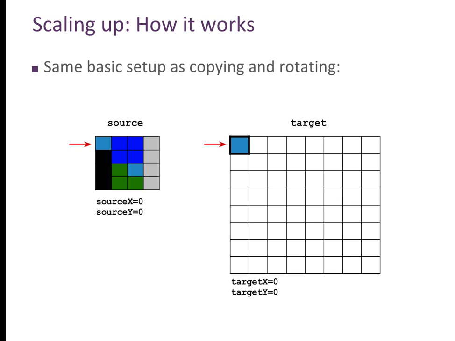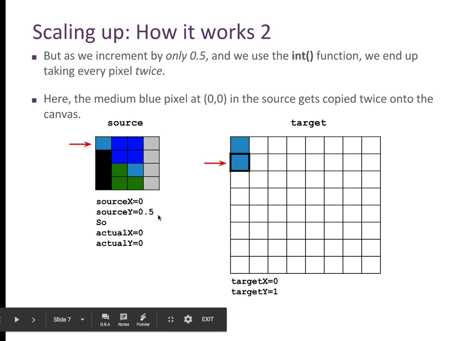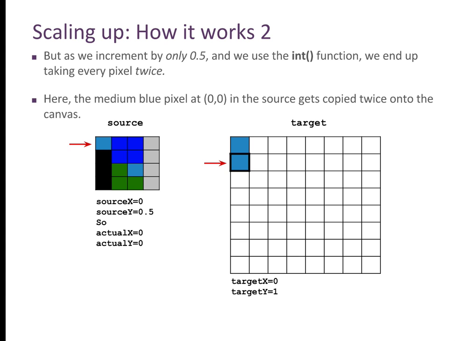So here's how it works. When the source X and source Y are at 0, 0, and target X and target Y are at 0, 0, it copies that medium blue pixel over. In the next iteration of the loop, source Y will go to 0.5, but because we use the int function, we're actually getting 0, 0 again. And the target Y is going to increment by 1, so we're copying that same pixel over a second time down that column.